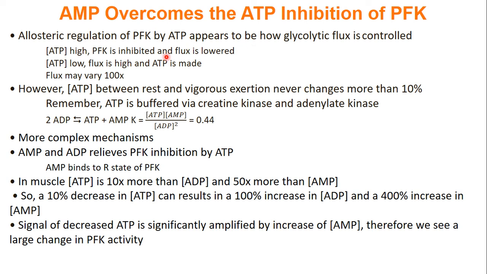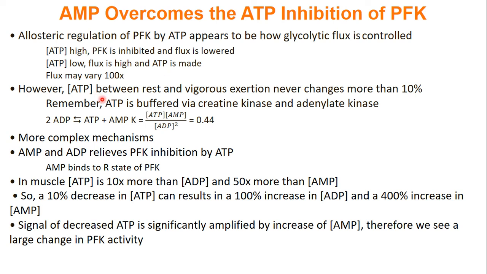If ATP levels are high, PFK is inhibited, flux is lowered. If ATP is low, flux is high, ATP is made. And flux can change 100-fold. So you can change the flux 100-fold just by regulating PFK. Think of PFK as your dial, or your faucet, go to high flow, low flow.